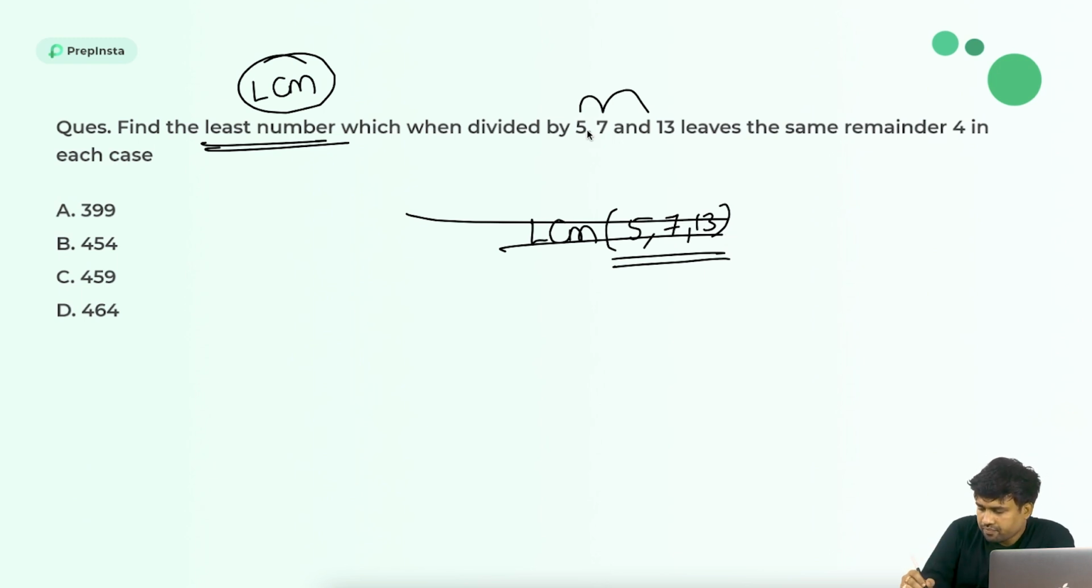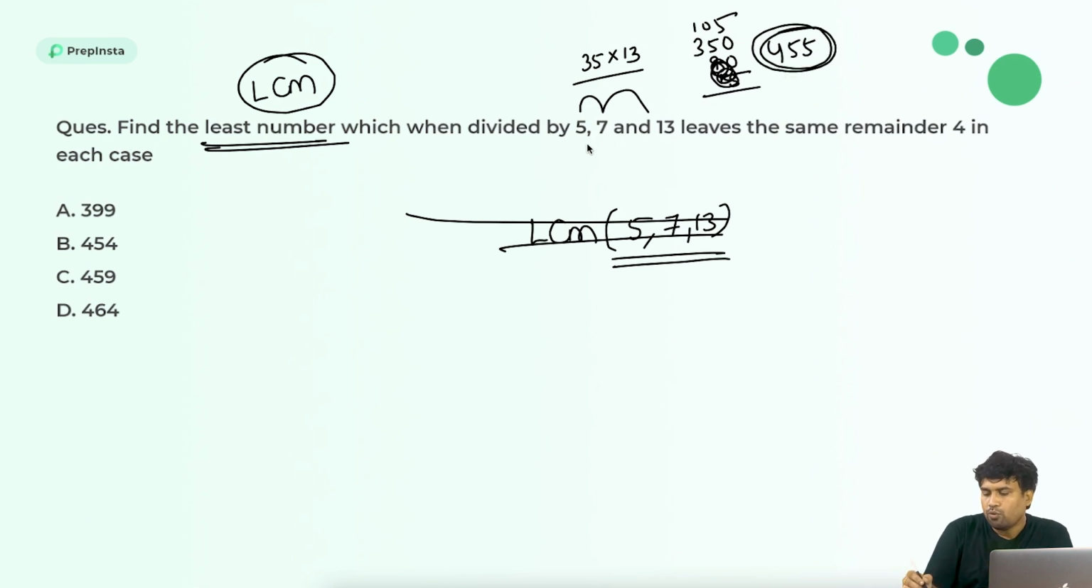So just look at here. 5 into 7, answer is 35 into 13. 10 times is 350 and 3 times is 90 and 5 times is 15. So the answer is 105 we need to add. So 455. So 455 is the product of these 3 numbers. And you need to get the remainder 4, right?